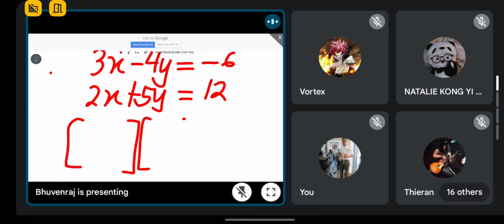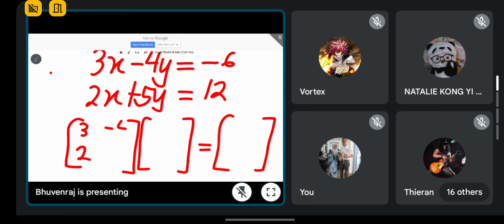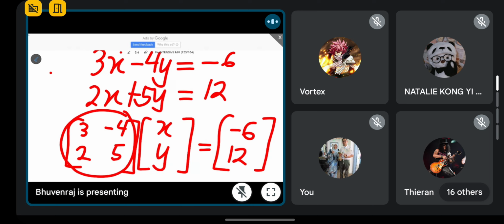Very easy guys. Just put three brackets like this. Letak tiga kurungan macam ni saja. And fill in the numbers accordingly. X go first, Y go next. XY. Negative 6, 12. Can you see the pattern guys? Boleh nampak pola tak? Isi X, lepas tu Y kat sini. Means you fill in the coefficient of X and Y. Perkali bagi X dan Y, kamu isi dalam kurungan pertama, first bracket.